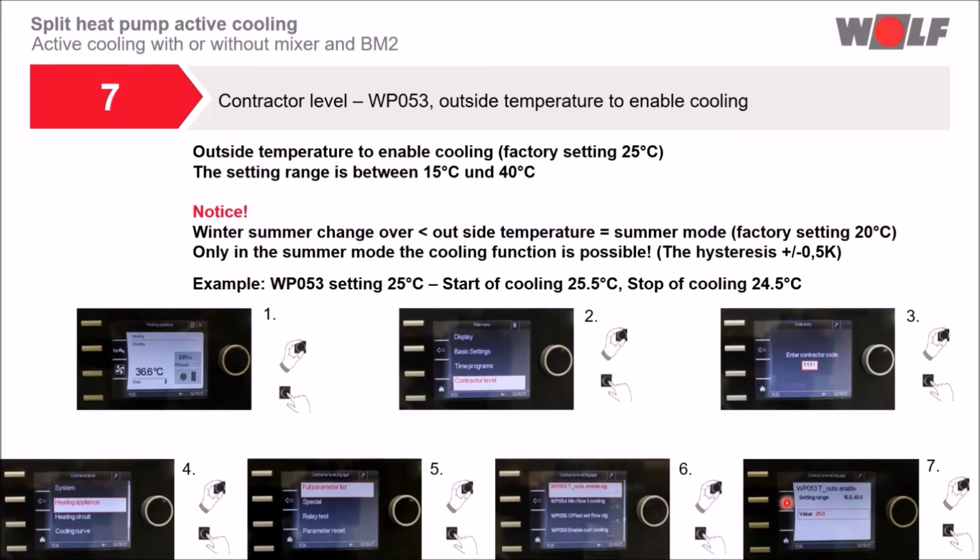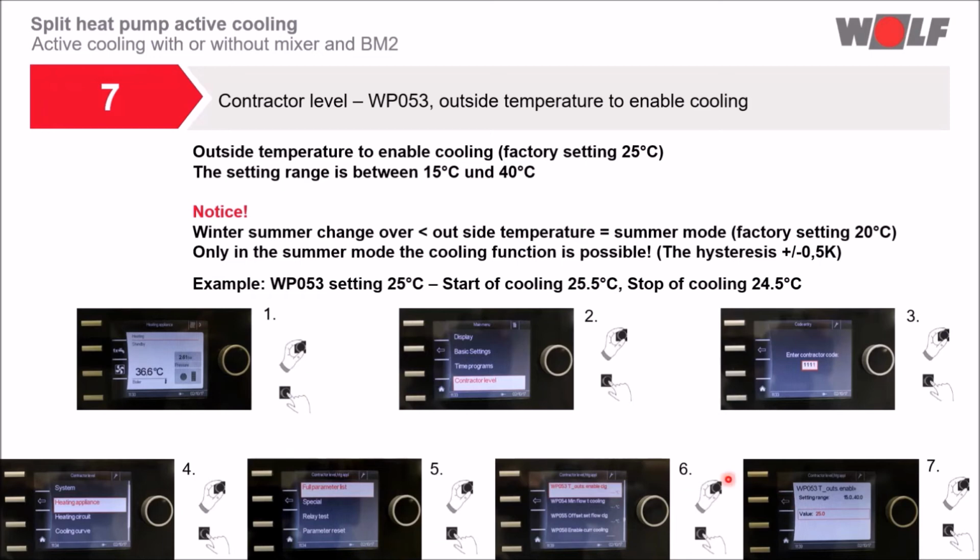The summer-winter changeover should change the operation mode to the summer mode. The summer and the winter changeover has to be set lower than the parameter WP53 outside temperature to enable cooling. The switch on and the switch off of the cooling function works with the hysteresis of plus minus 0.5 kelvins.